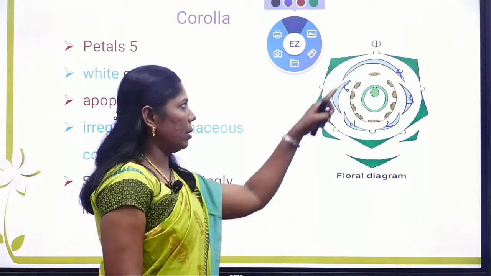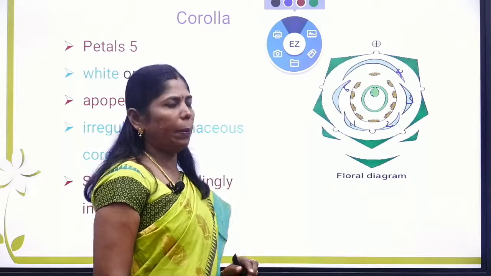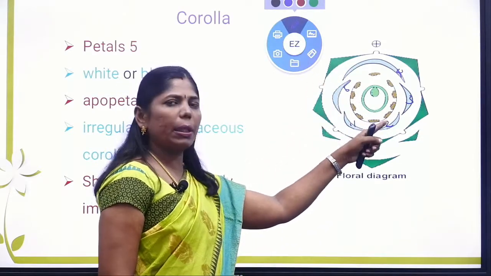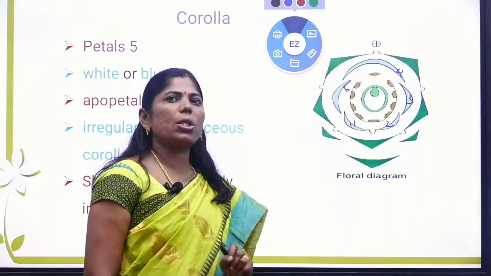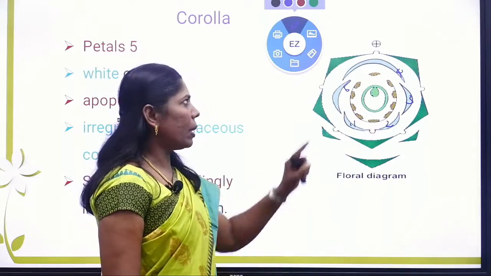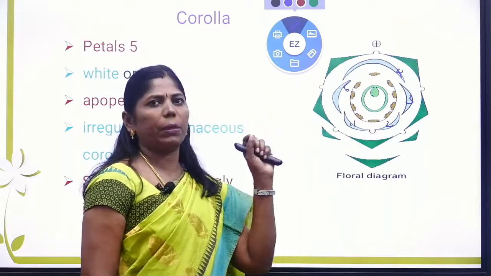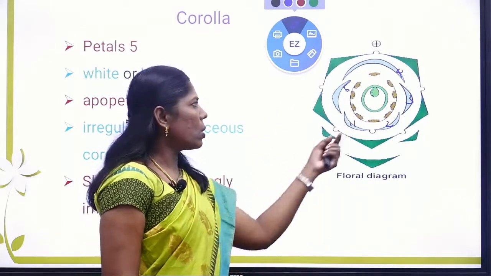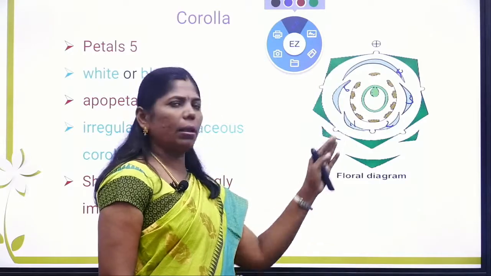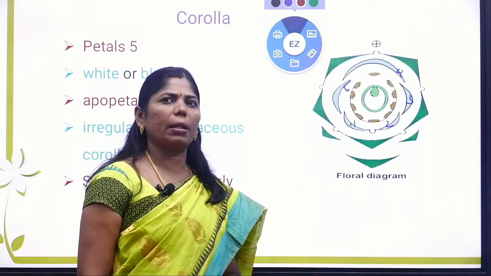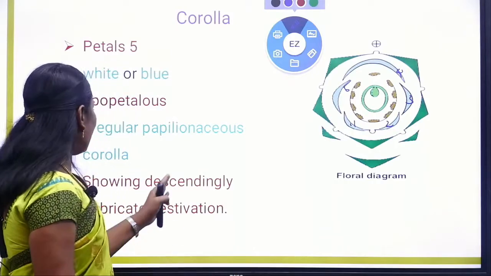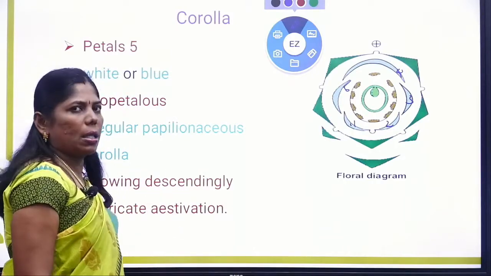Okay, so what are the names of the petals? Looking at the petal names, this is the posterior petal. This is the lateral petals, and the other one we call the anterior petal. So the posterior petal is called the vexillum. Okay, the lateral petals we call wing petals. This is called the carina, the anterior petals or carina. Okay, yesterday we studied about it, isn't it? Okay, so showing the descendingly imbricate estivation.